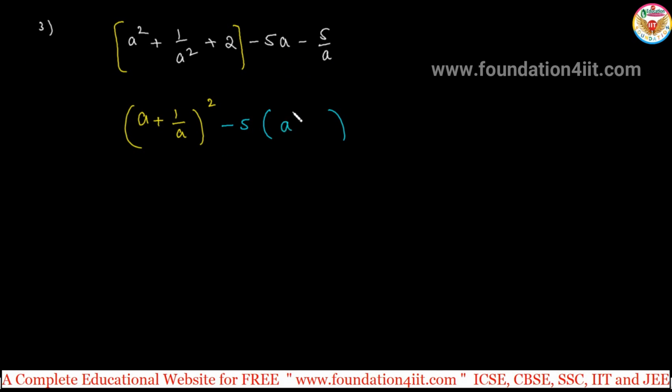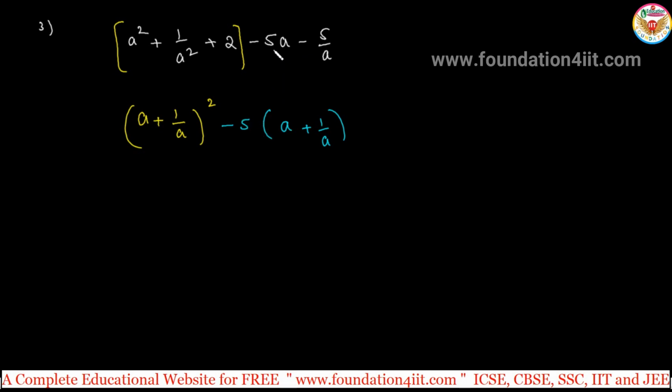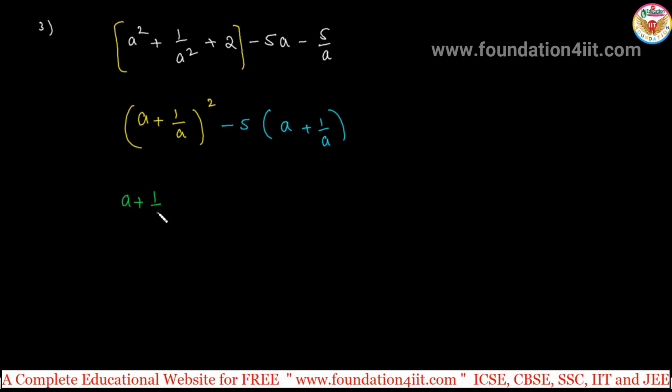So a minus is the common, no more plus, and 1 by a. You can reverse, you can multiply and check. Minus 5 into a is minus 5a, minus 5 into 1 by a is minus 5 by a. We got the same in the bracket, right? Now take a plus 1 by a as the common. Now a plus 1 by a whole square it is.